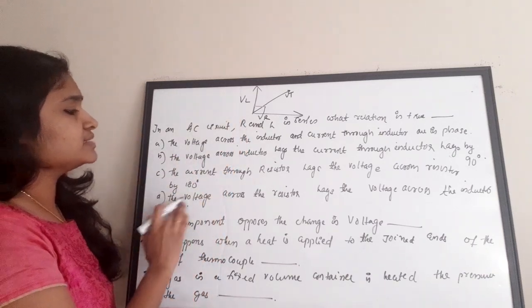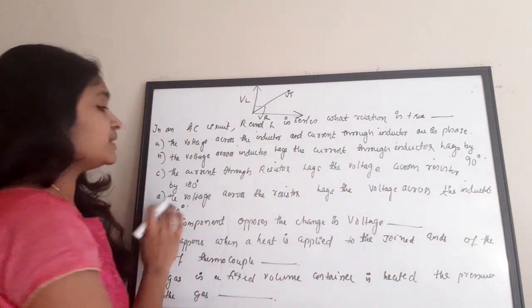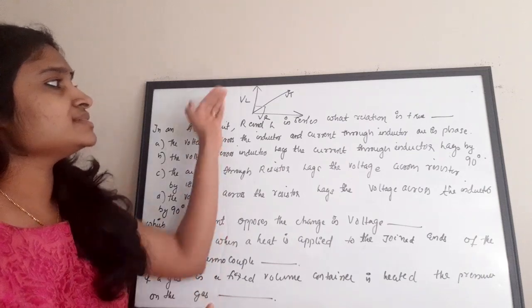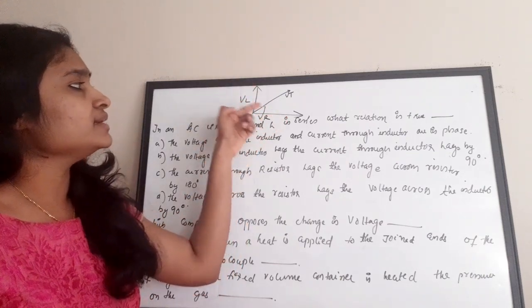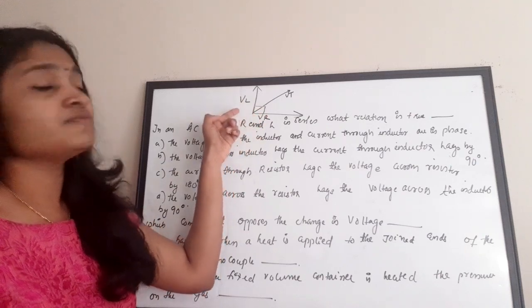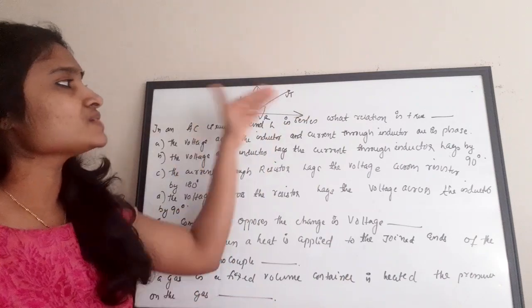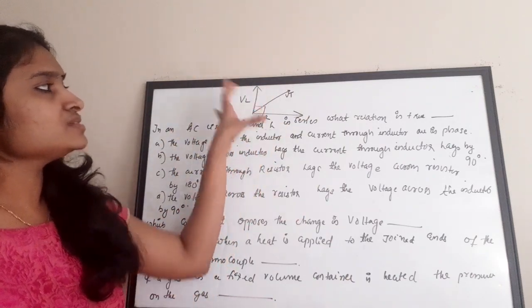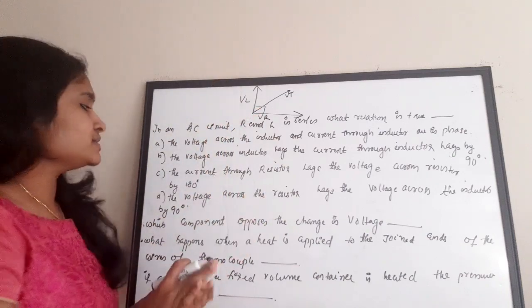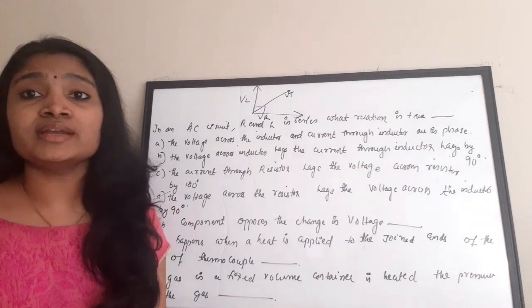Option D is correct. That is, the voltage across the resistor lags the voltage across the inductor by 90 degree. You don't have to mug up all this. Just remember this graph. So this graph indicates the relation between VR and VL. This is the total voltage VT. This is a resultant. So this is the relation. Don't mug up all these things. Just remember this graph. Correct answer for this question is option D. Moving on to the next question.